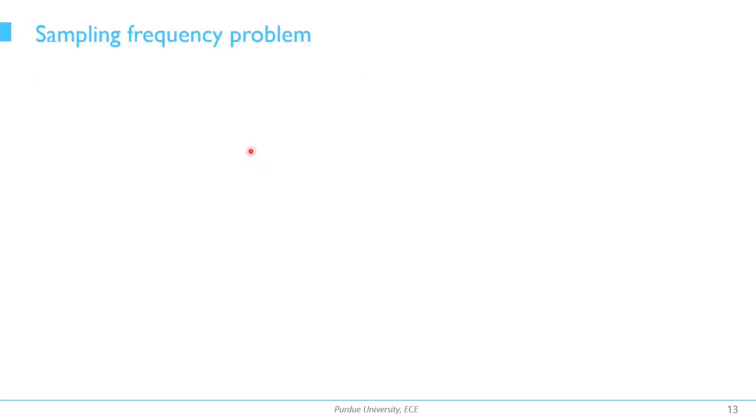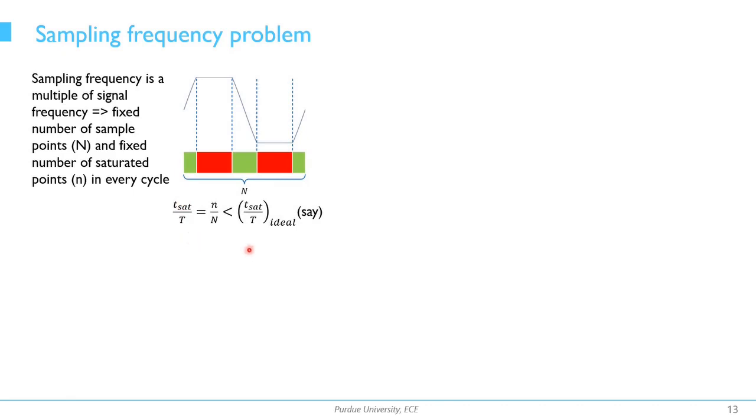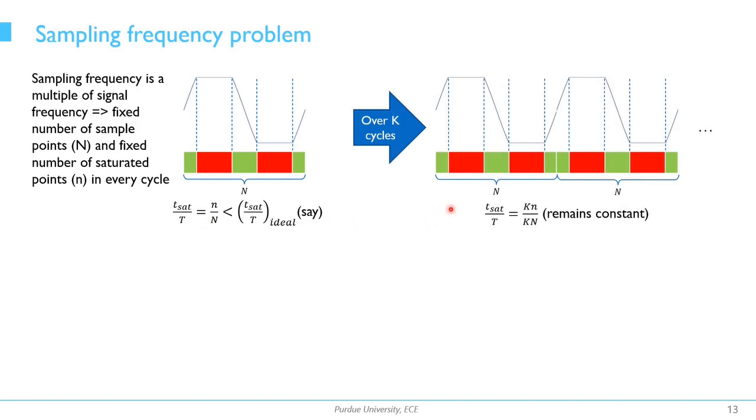This can be understood as follows. When the sampling frequency is a multiple of the signal frequency, the number of samples and the number of saturated samples in each cycle is fixed. So, the error that results in a single cycle remains fixed over multiple cycles. So, the sort of averaging does not really improve the error.